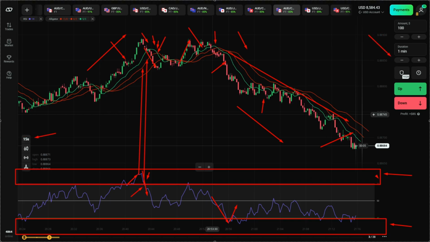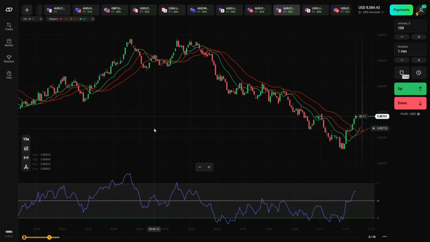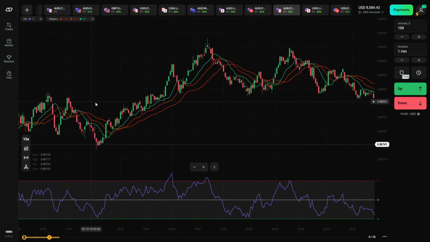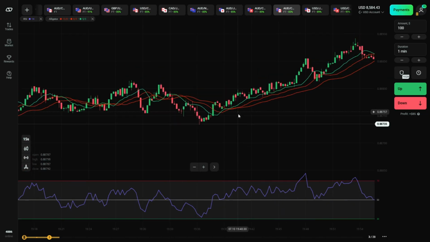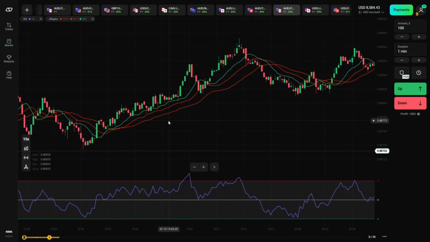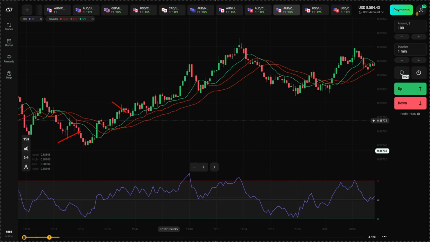So let me show you more and more examples so we can understand how to apply this strategy. Let's look at an example of an upward trend and an example of a downward trend. Here's a very clear example of an upward trend. The green line was below and then moved above, as we can see. The crossover point was right here. This is a signal for an upward movement.